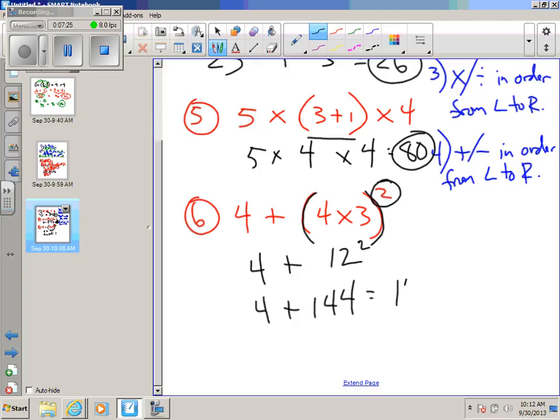Equals 148. Got it? Okay. Any questions on 4, 5, or 6?